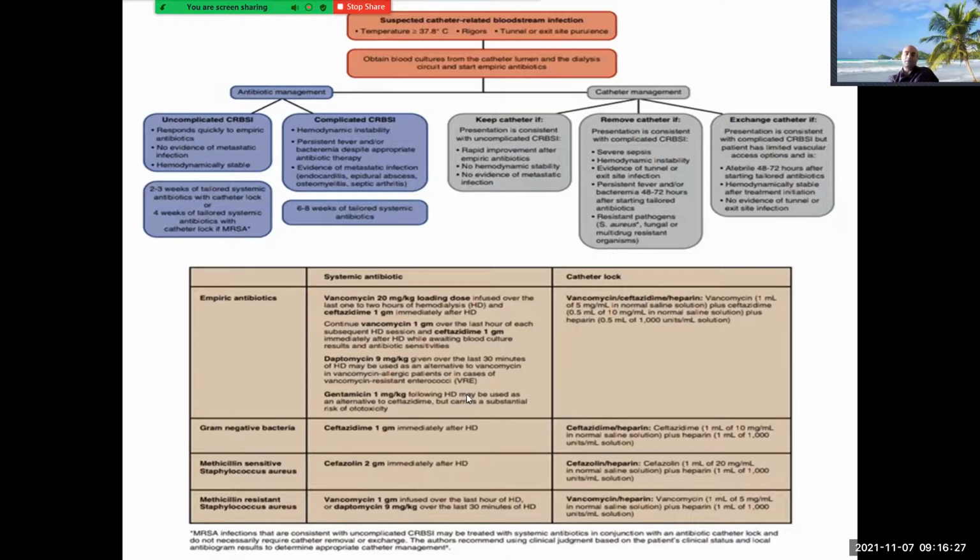The most common are gram positive cocci in our dialysis patients, but the most dangerous ones are Staph aureus and Pseudomonas, and this is an indication for removal if refractory to treatment. For gram positive, at least for Staph aureus, 3 weeks of antibiotic coverage; for coagulase-negative staph we can use 2 weeks; and Pseudomonas or gram negative we may also use for 3 weeks.